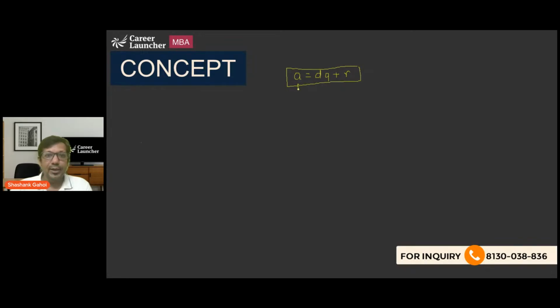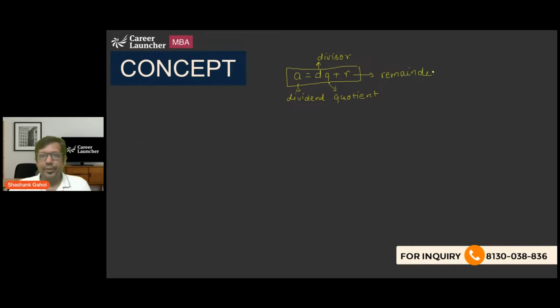So what is A? A is the dividend, the number that is going to be divided. D is the divisor, the number that is going to divide the number, right? Q is the quotient, the value that you are going to get after the division. Then R stands for remainder. So remainder means what is left out, right?